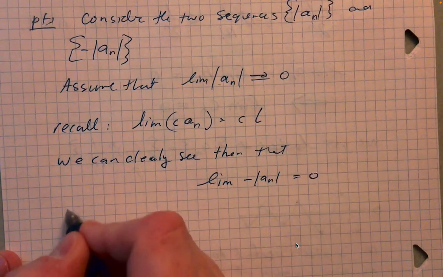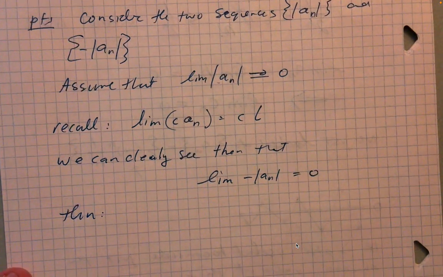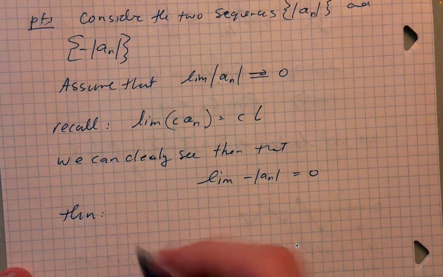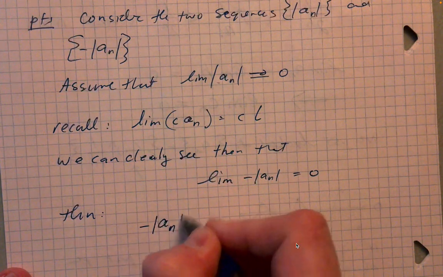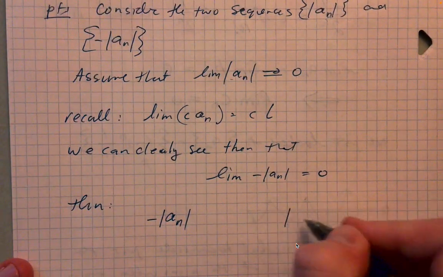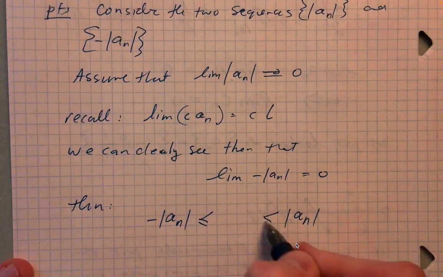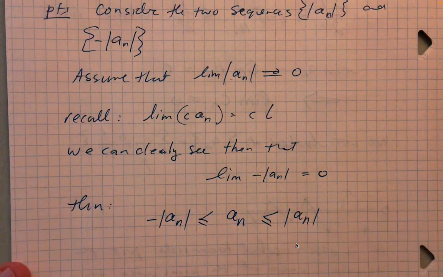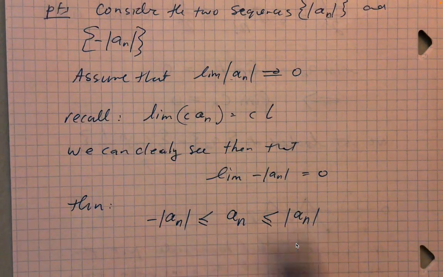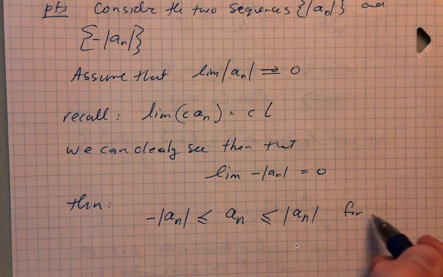It should then follow immediately from the squeeze theorem. You're going to have negative absolute value of a of n on one end, and on the other end the absolute value of a of n. In between, you just have a of n. It's going to be between these values, and this is true for all n, obviously.